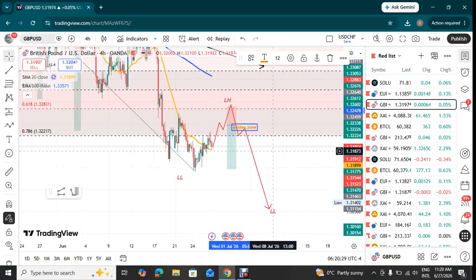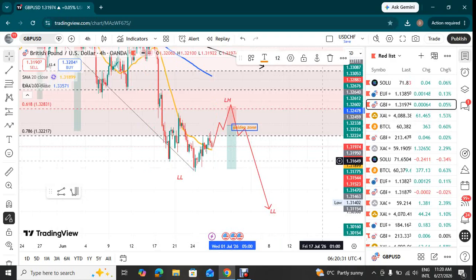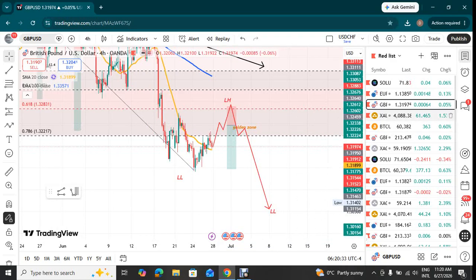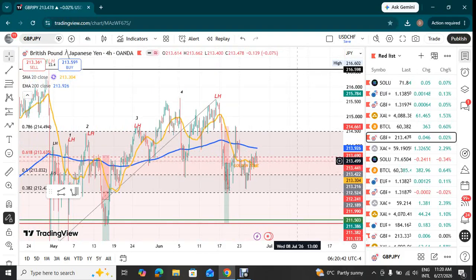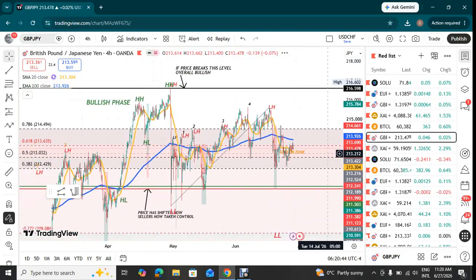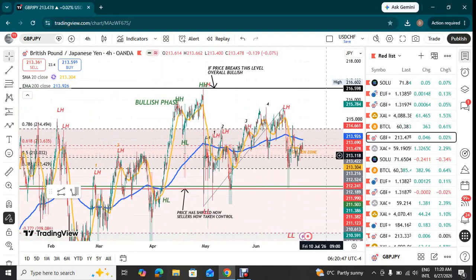All right, so moving forward to the next pair. Let's look at GJ, GBP JPY. What do we see here? We're still very much in the 4 hours time frame, and you can see clearly on this pair we're still very much in a downward trend.